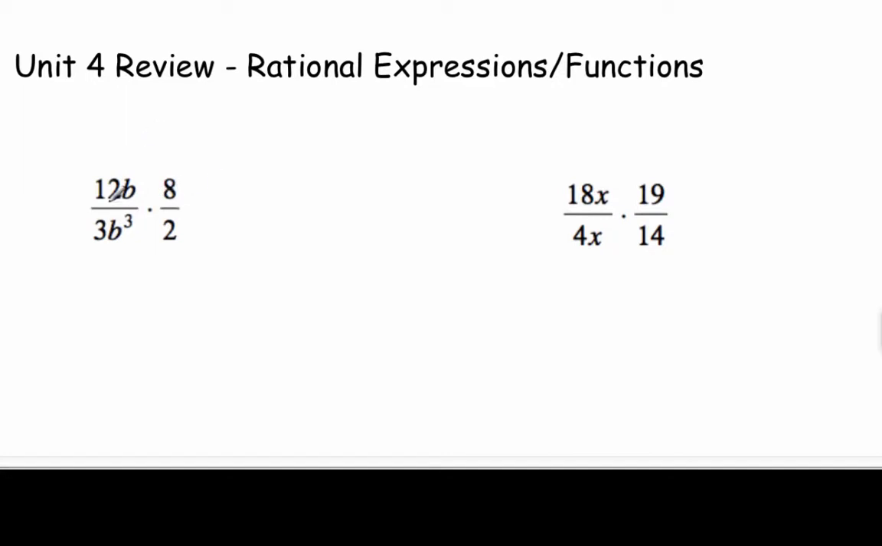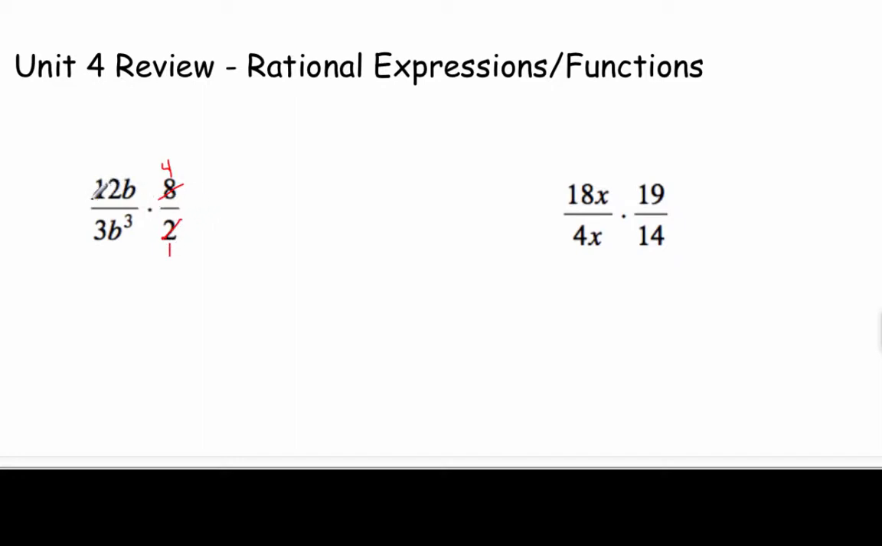As I look through, I have to be able to see: is there something I can simplify when looking at these fractions? The first thing I like to do is look within the fraction first. So if I take a look at this 8 divided by 2, this simplifies to a 4. This is going to become a 1.